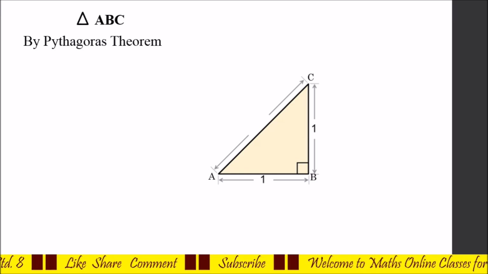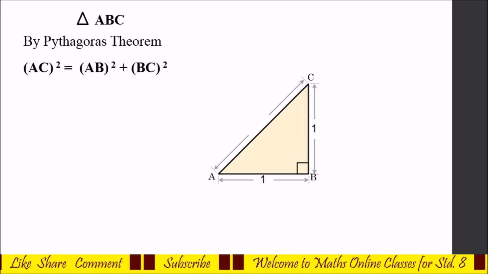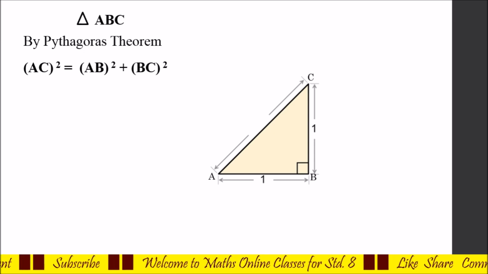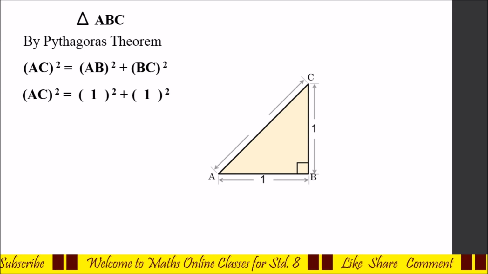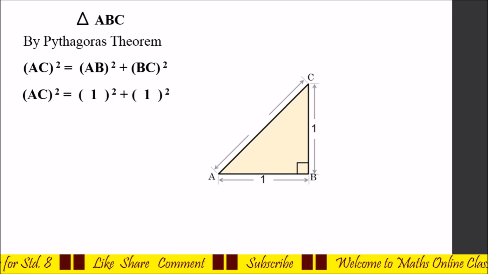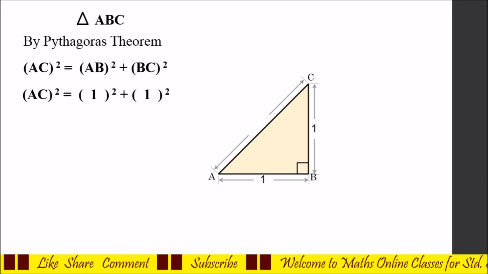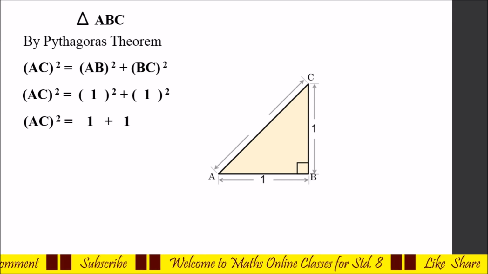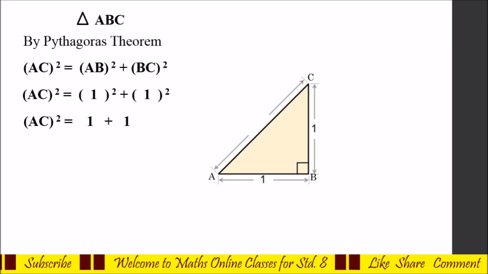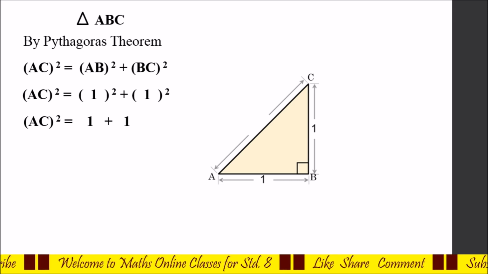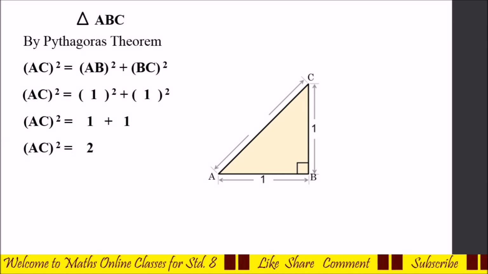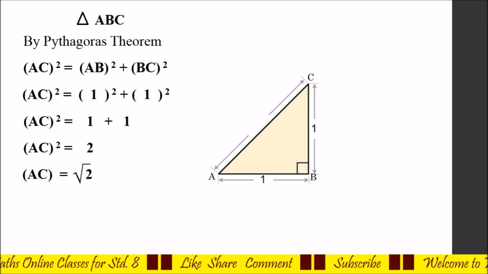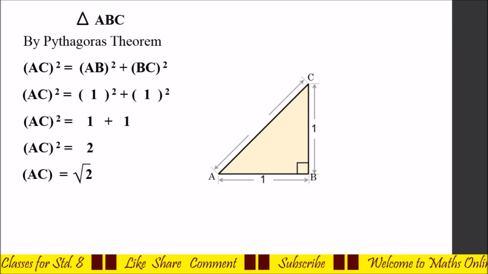By Pythagoras theorem, AC square equals AB square plus BC square. Take the values of AB and BC. AC square equals 1 square plus 1 square. AC square equals square of 1 is 1. Therefore, 1 plus 1, AC square equals 2. We get the answer AC equals root 2.